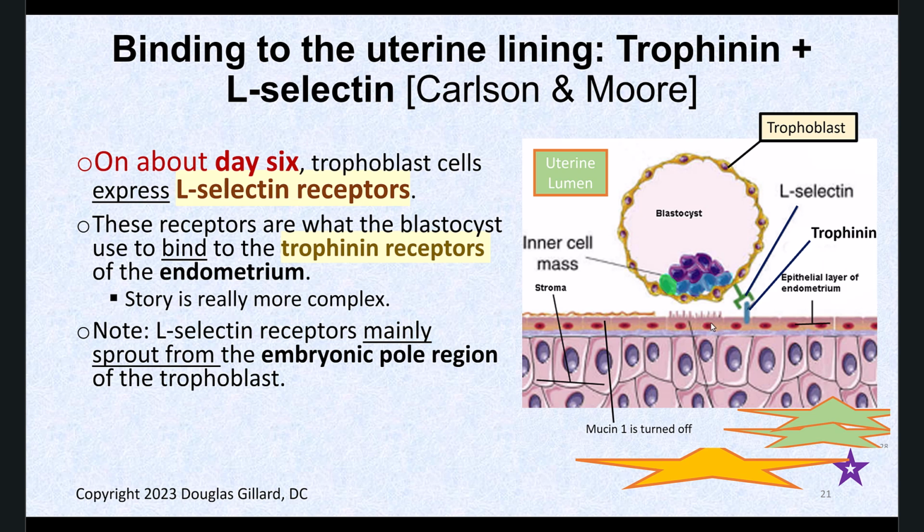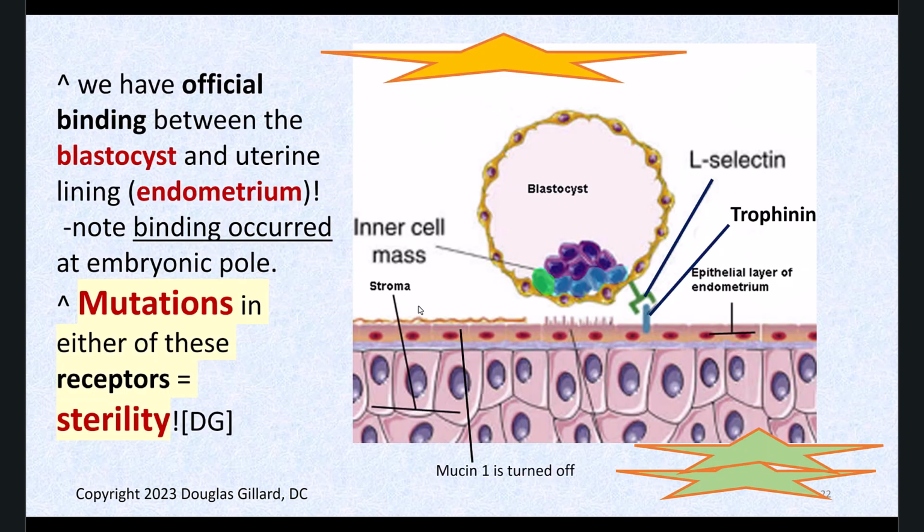And as it does so, we get a new cell type that's going to form. But let's go through this. On day 6, trophoblast cells express L-selectin receptors. These receptors are what the blastocyst binds to, the troponin receptors of the endometrium. And yeah, that's about all we need to know. Most of the receptors pop up where the inner cell mass is, by the embryonic pole. So docking usually occurs like that. So cool. Now we have official binding of the blastocyst and the endometrium.